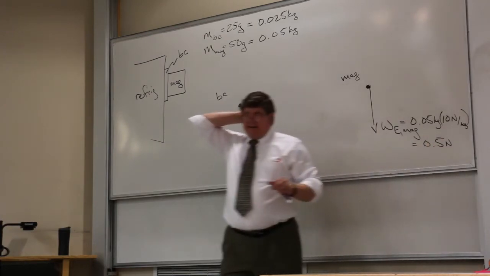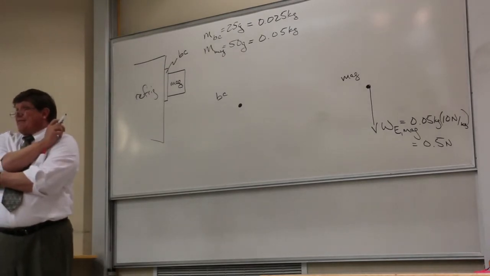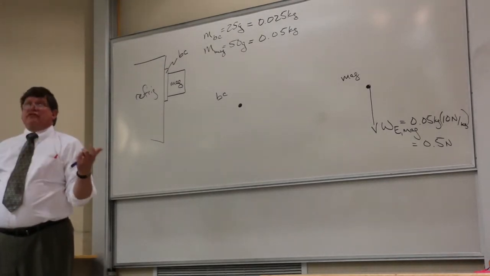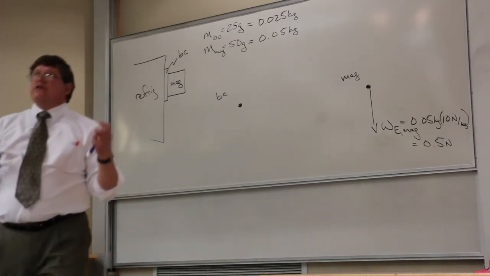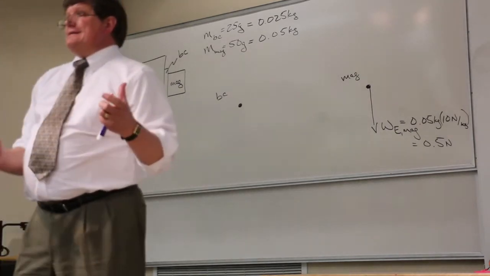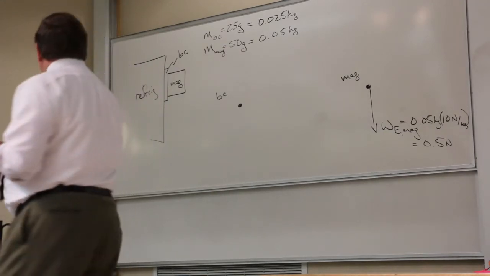Many of you just took the 50 grams and multiplied by 10 and got 500 newtons. That should scream out at you. I mean, it's 5 newtons to a pound, but that's a 100-pound refrigerator magnet. That's massive. You don't want those on your refrigerator, okay?